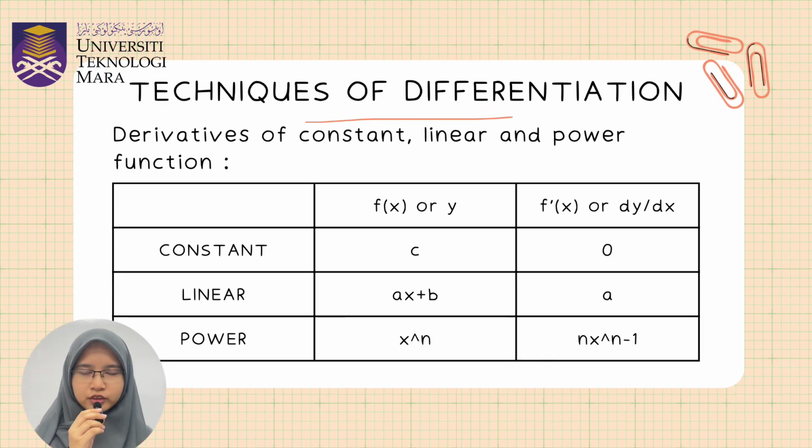Next, we will go through the techniques of differentiation. First off, we will start with the derivative of constant, linear, and power function. As for constant, dy over dx of it will be 0. For linear, say that we have ax plus b, then the derivative would be just a. For power function, say that we have x to the power of n, then the derivative would be nx to the power of n minus 1.